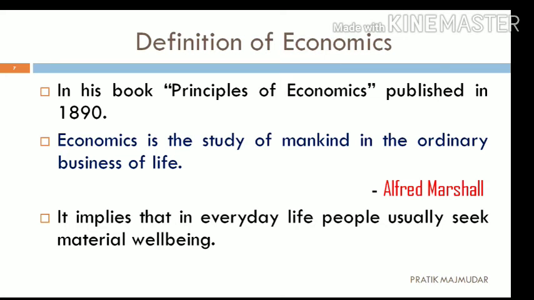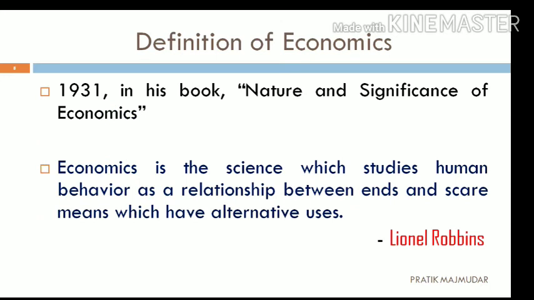So these are the two different authors. Let's go to the next one. In the year 1931, Leonard Robbins. Robbins has given a definition in the book Nature and Significance of Economics. So the book Nature and Significance of Economics is written by Leonard Robbins.